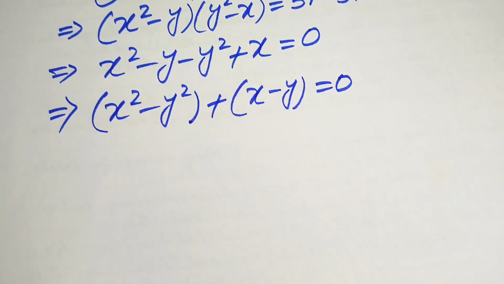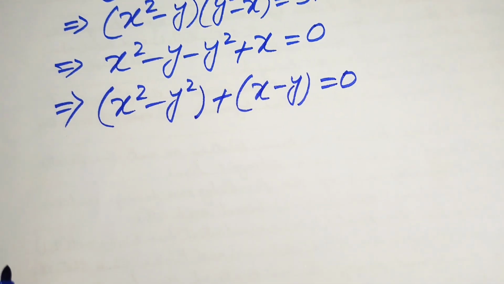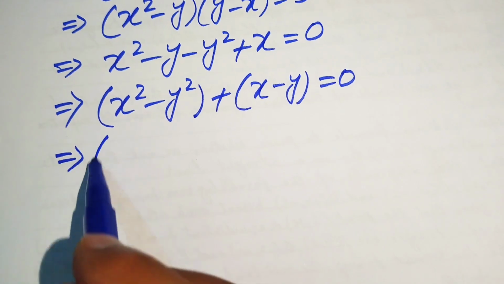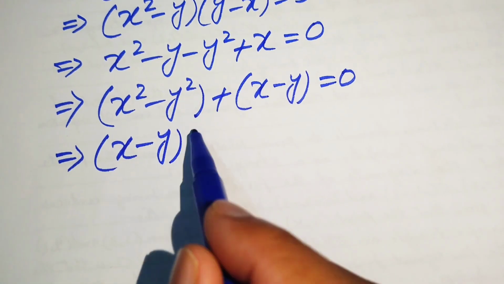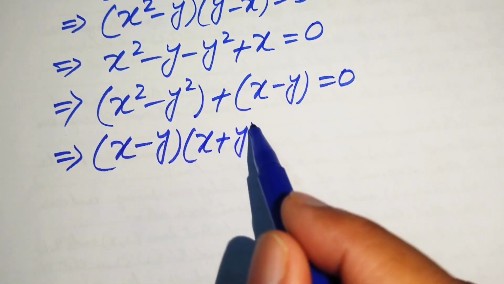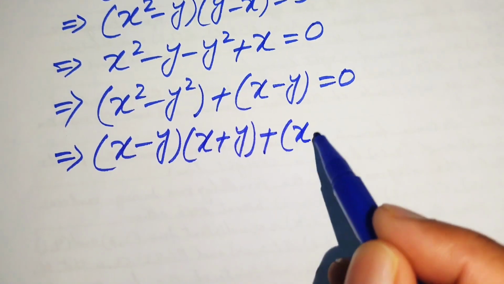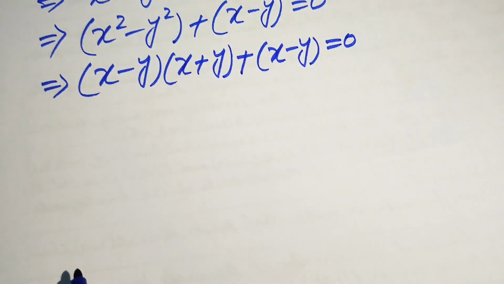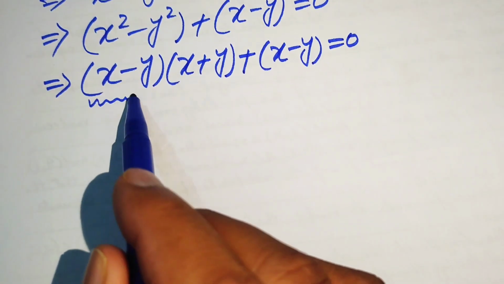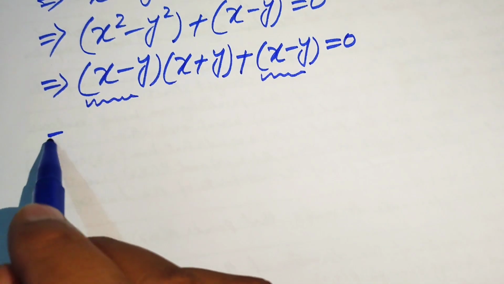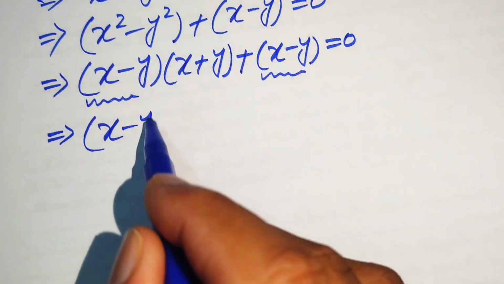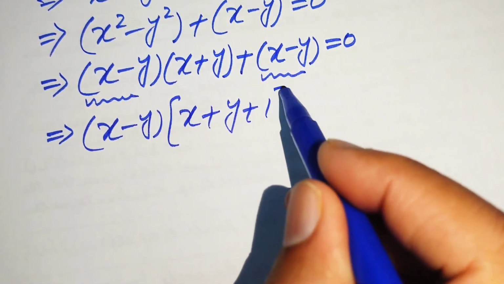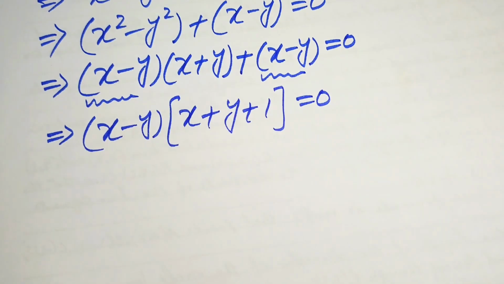And after that we need a nice square identity, and you very well know about this identity. If we have x square minus y square, it is equal to x minus y times x plus y, and plus we have x minus y equals 0. Now you see clearly we have x minus y as the common factor, so we take common x minus y, and the remaining terms are x plus y plus 1 equals 0.